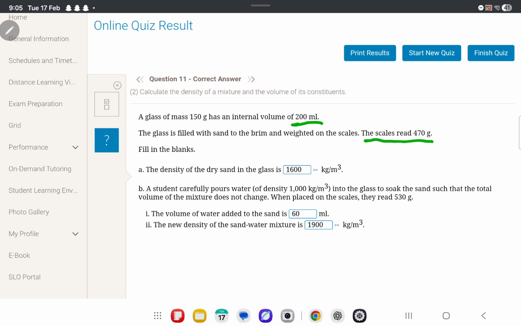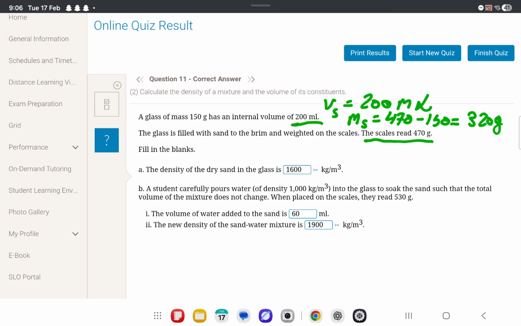Okay, so how much is the mass of sand first? Before we start anything, we know that the volume of sand is 200 ml. Now, how much is the mass of the sand? It's simply going to be the difference in the scale mass. 470 minus 150, which is 320 grams.